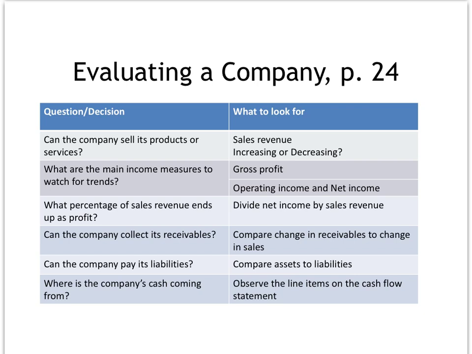On page 24 in your text is a nice table talking about how we can evaluate a company by looking at its financial statements. These are real basic questions, and we're going to look at them in more depth as time goes on. But basically, you can look at: can the company sell its products or services? What are the main income measures to watch for? What percentage of sales revenue ends up as profit? Those are the kind of questions that we can answer with the financial statements.